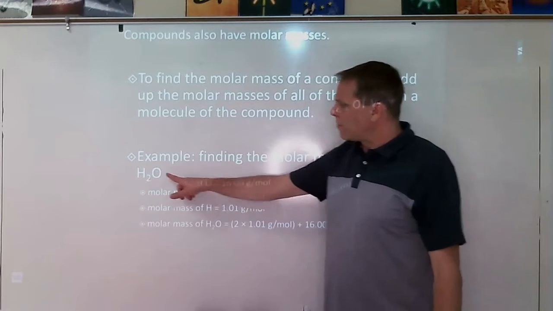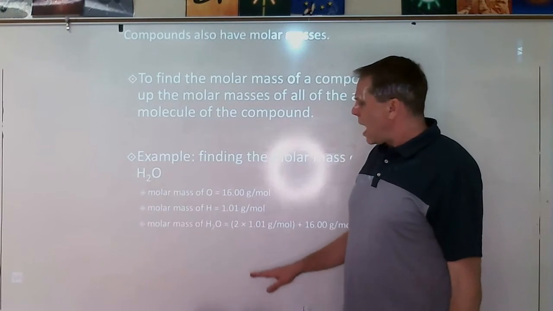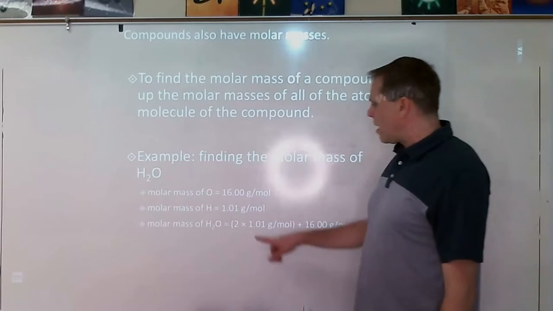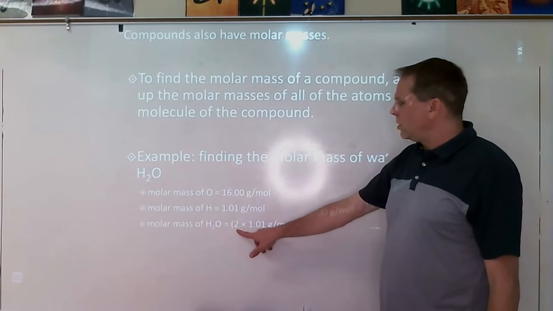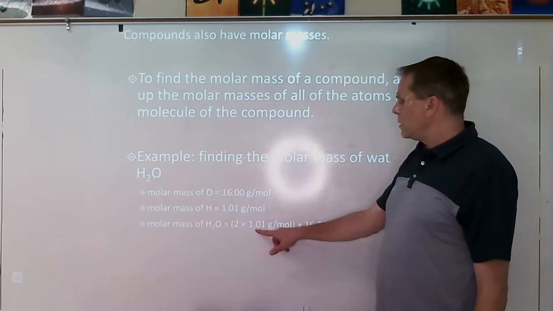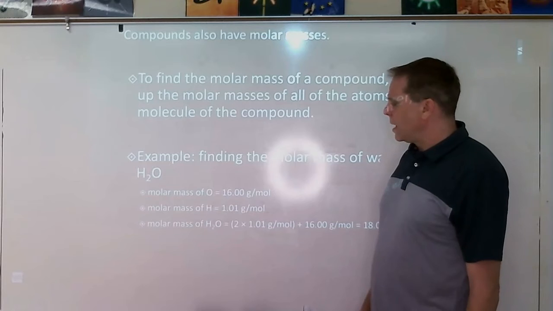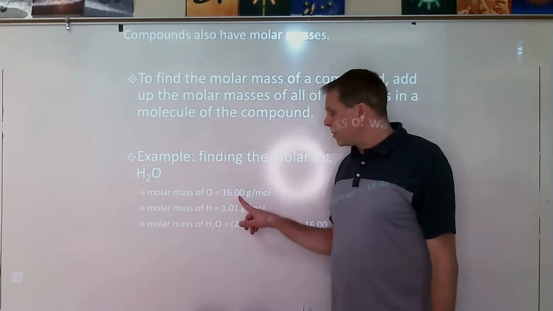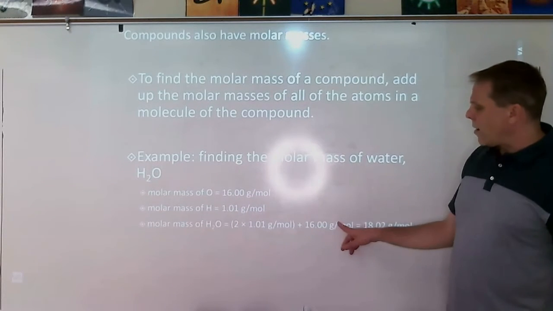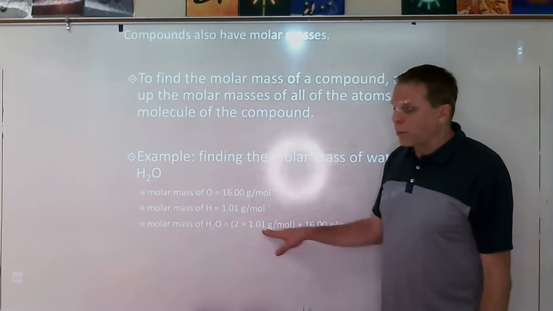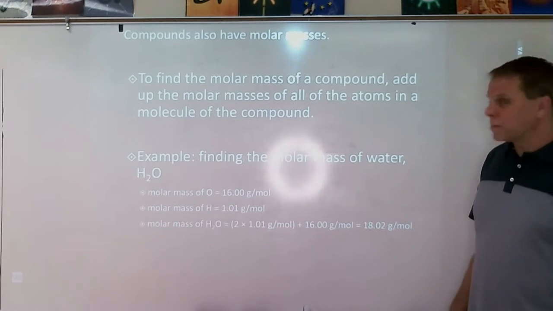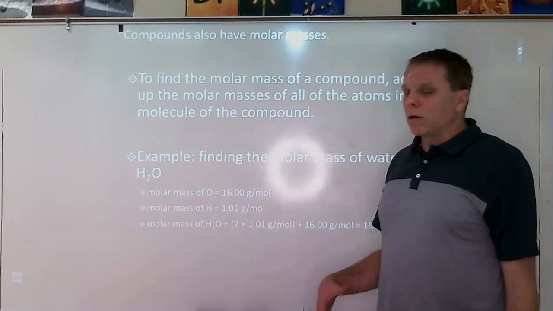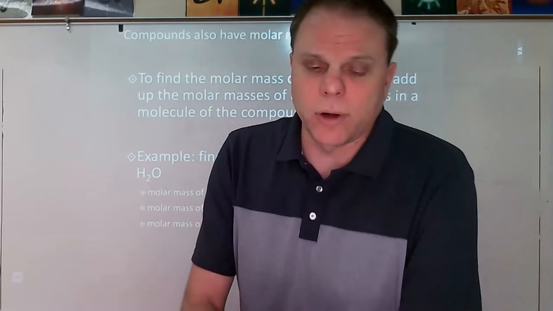I just add up all of my different components of my compound. I look up on the periodic table and I find out hydrogen is 1.01. I've got 2 of those, so I multiply 2 times 1.01 to get my mass of hydrogen. And oxygen, I look on the periodic table and it's 16. And so now I add that to my 2.02 and I get an answer of 18.02 grams per mole. So the molar mass of water is 18.02 grams per mole.